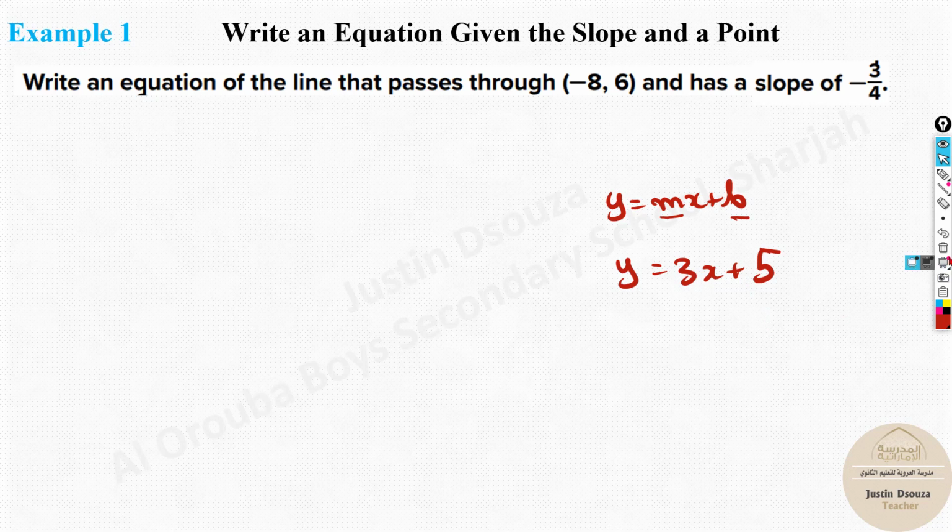Here we have a problem. Let's read the problem first, then we will discuss it. Write an equation of the line that passes through (-8, 6) and has a slope of negative 3/4. This is very crucial to know because they have told us this line is passing through this particular point. That means the equation, now let me just draw it out.